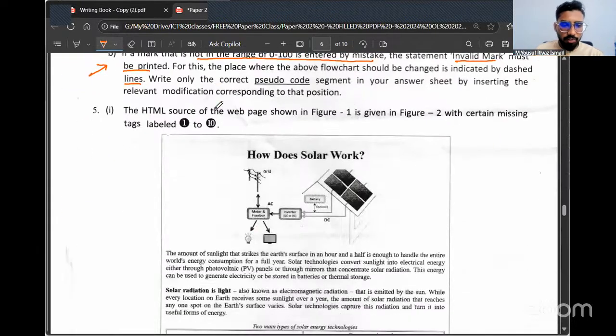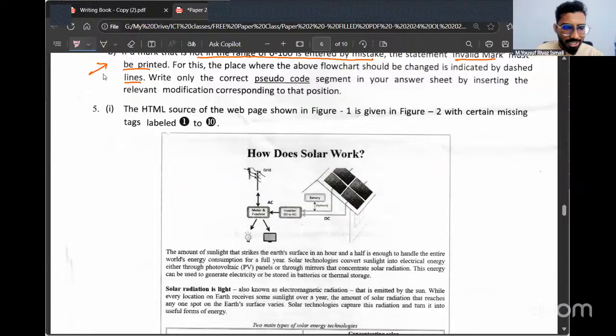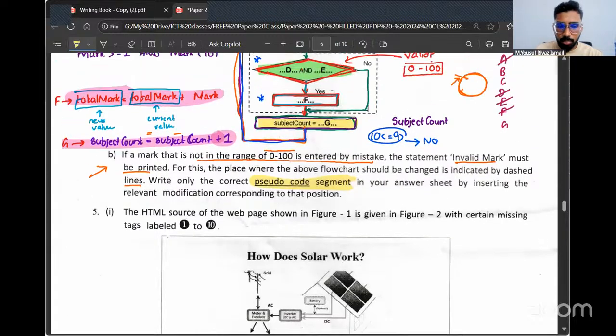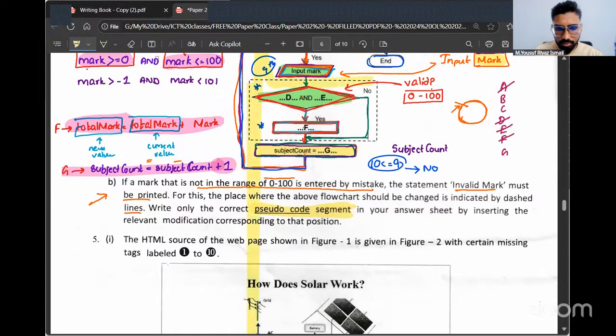Okay. Here, if you notice, they have used a keyword called segment. When they say pseudocode segment, what they are saying is they are asking you to write only that pseudocode's part. They don't want the full program pseudocode. They want just the pseudocode for that part, which they have circled here. Only for this encircled portion, they want the pseudocode respective to this modification, where if the marks is invalid, it should display the message "invalid marks".